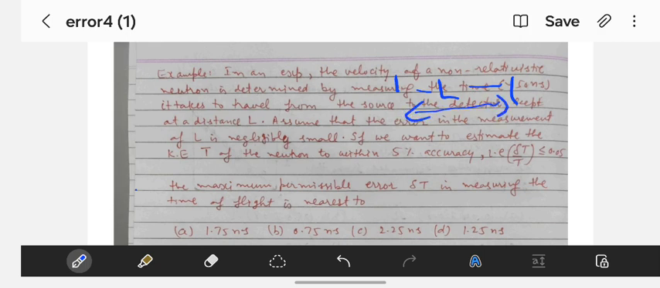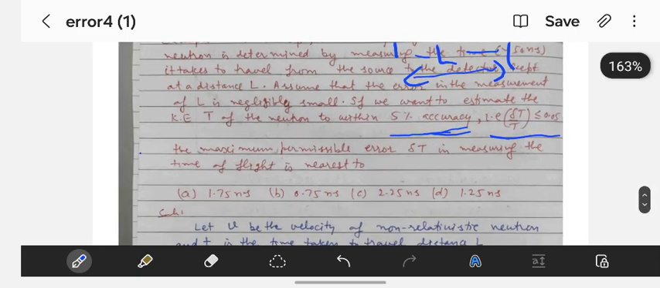If we want to estimate the kinetic energy T of the neutron to within 5% accuracy, so just this is wrongly written here. It's just 5% error, meaning the error should not be greater than 5%. That is delta T by T is less than or equal to 0.05. It's not accuracy. How do we define accuracy? Accuracy is 1 minus relative error. So if the error is 5%, then accuracy will be 95%. It's wrongly spelled here.